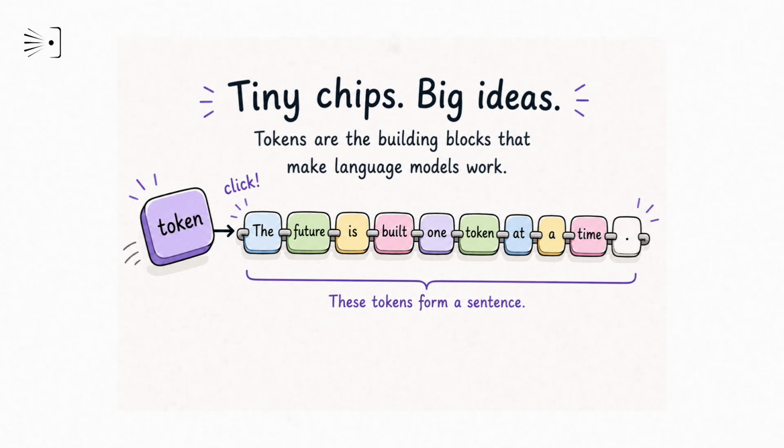So, a token is the small chunk of text an LLM actually reads and writes. Words are for us. Tokens are for the model.